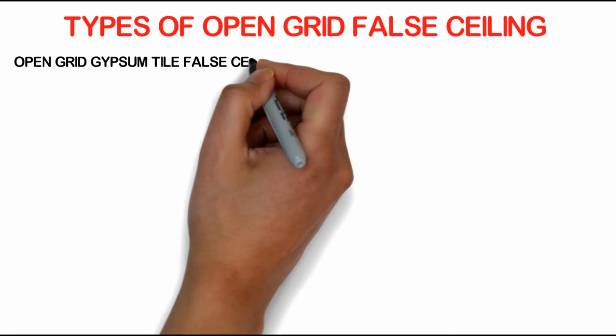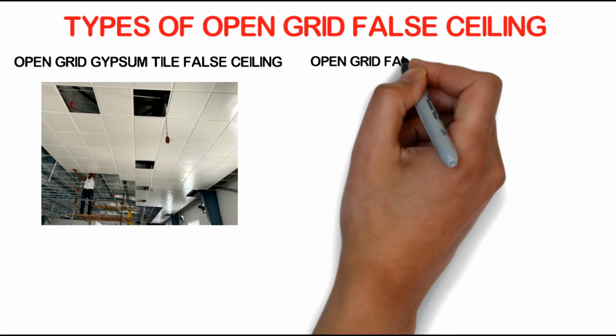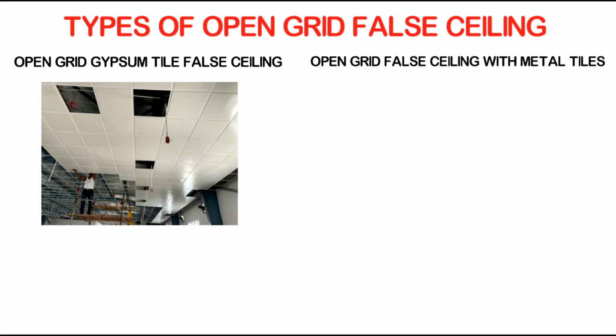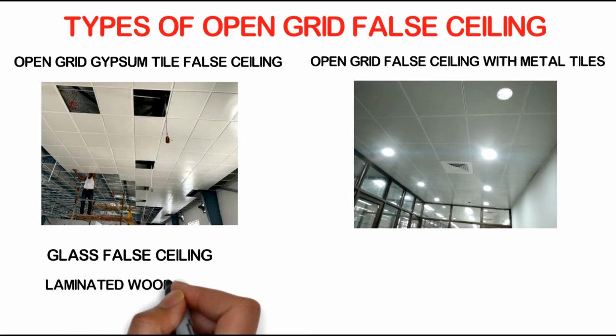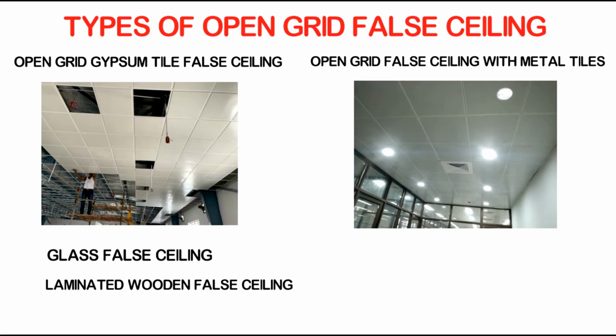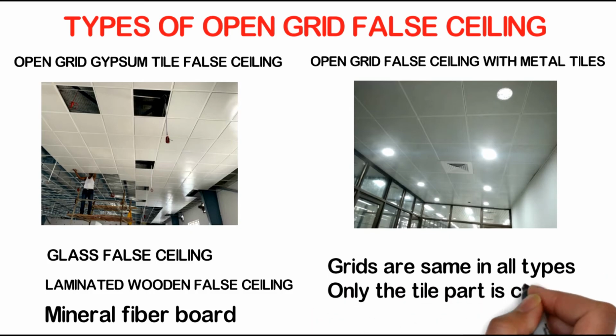Next are the types of open grid false ceiling. In an open grid false ceiling, it's simply the change of tile. You can use any type of tile. It can be gypsum, it can be metal tile, it can be glass, it can be laminated wood, and it can be mineral fiber board. The only thing is that the grids will be the same and the tile part is changed.